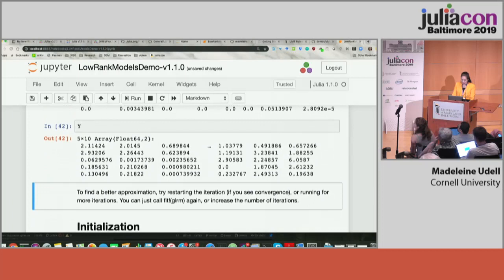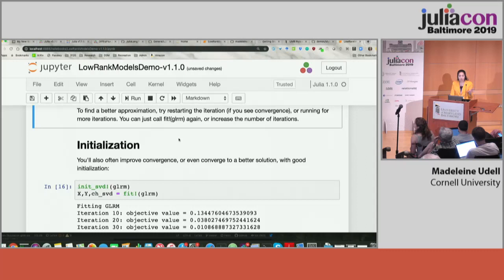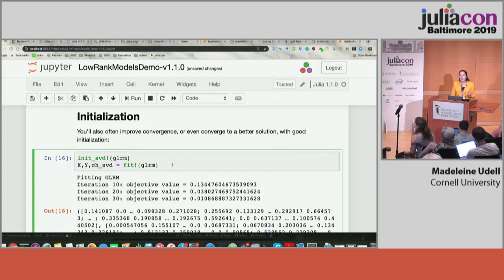That's great. To find a better approximation, maybe I could try restarting the iteration, because I could have gotten stuck in a local minimum. That can happen. This is a non-convex model. You could try running for more iterations. You could also restart it at a random point because you might get caught in a local minimum. But there is an initialization that works very well, and that's initialization using the SVD. Okay, so we've got this init SVD function. Let's try initializing the SVD and then fitting the low rank model.